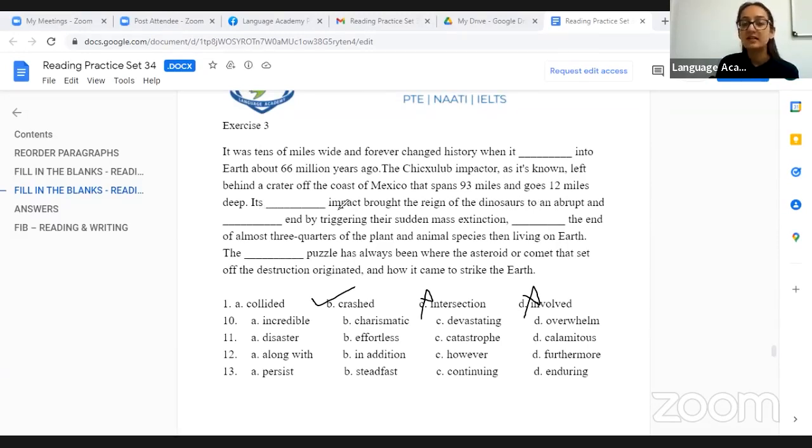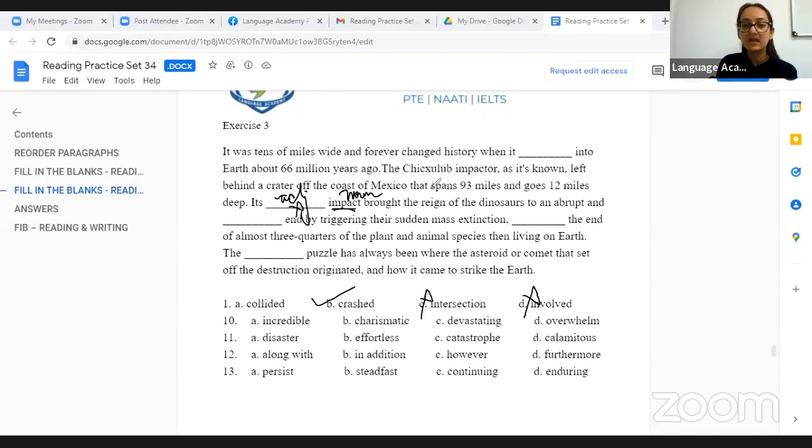So then the sentence is again complete. Its impact. So still we have a blank here, and impact is a noun. That means we want to have an adjective here: what kind of impact it was. Adjectives always come when the sentence is complete and after the blank we have a noun written. So it's now, its impact brought. Impact is a noun. That's why we need what kind of impact.